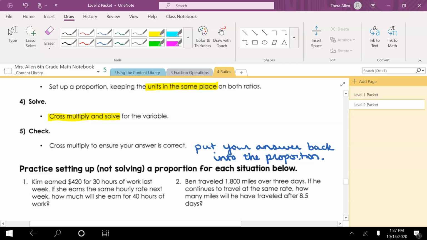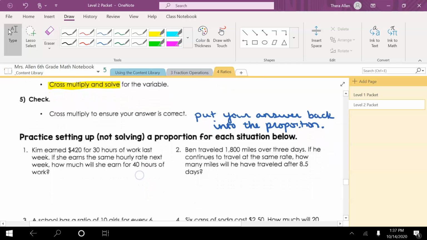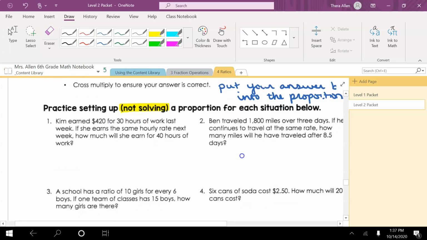All right, let's go ahead and do a couple. Let's read the directions first of all. Practice setting up, not solving, a proportion for each situation below. We are only going to set up the proportion. We are not going to solve it.